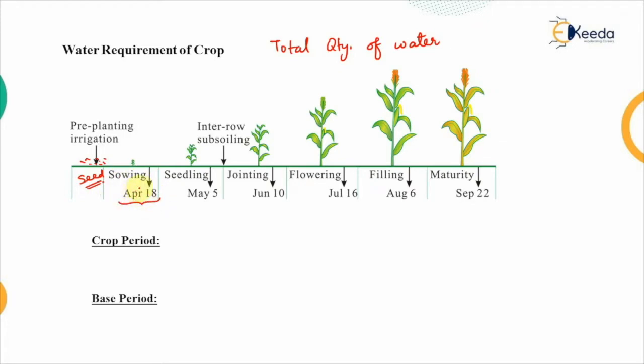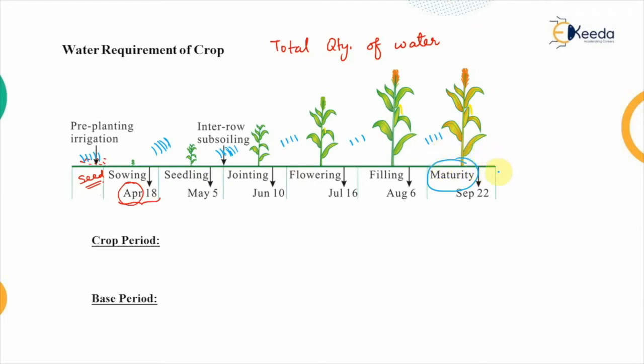As you can see here, this particular crop has been sown in the month of April, while sufficient water will be supplied through irrigation between the different stages of growth of the plant. So we will apply water for the land preparation, after sowing, then before seedling, after jointing, then before flowering, then before filling, and at last before maturity. This maturity means that the complete growth of the plant has taken place.